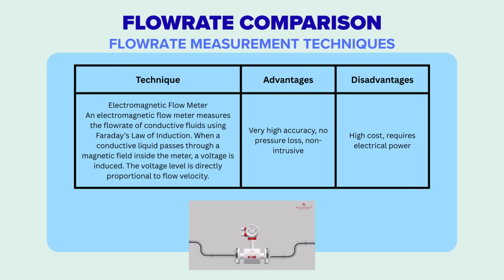Electromagnetic flow meter. An electromagnetic flow meter measures the flow rate of conductive fluid using Faraday's law of induction. When a conductive liquid passes through a magnetic field inside the meter, a voltage is induced. The voltage level is directly proportional to flow velocity. Advantage: very high accuracy, no pressure loss, non-intrusive. Disadvantage: high cost, requires electric power.